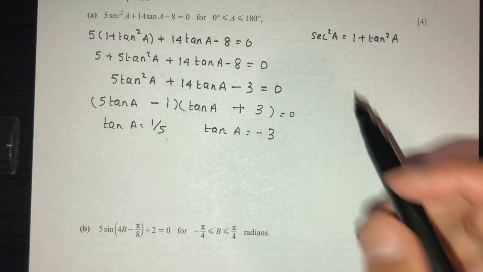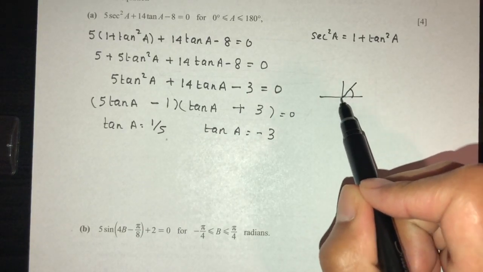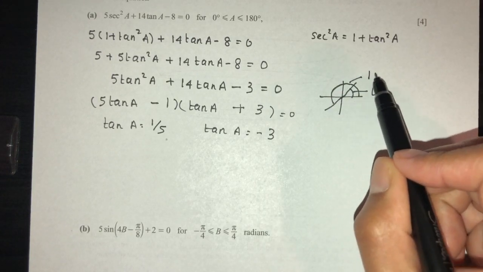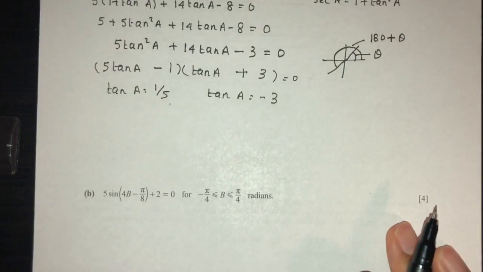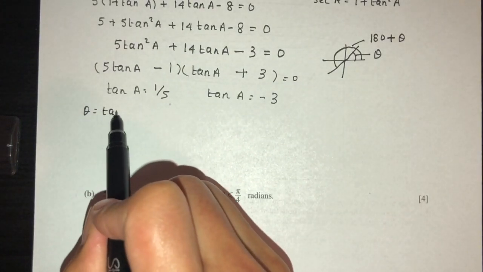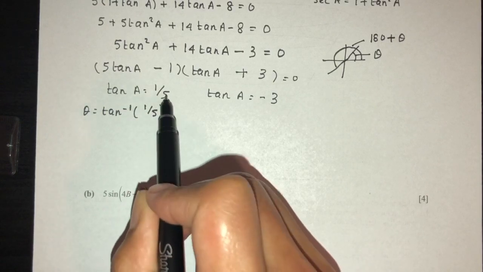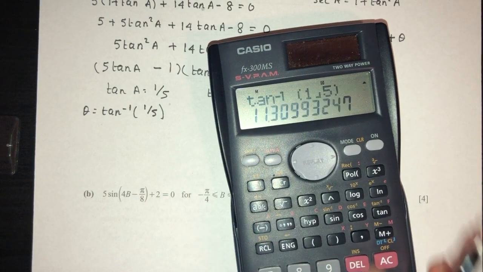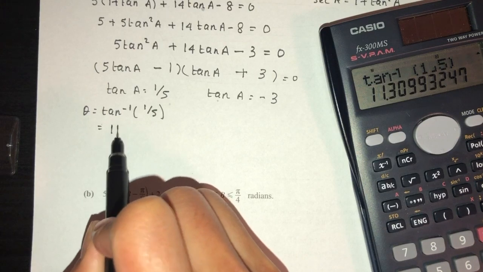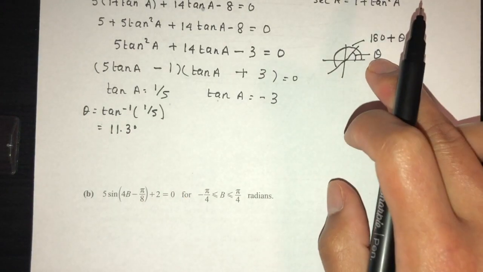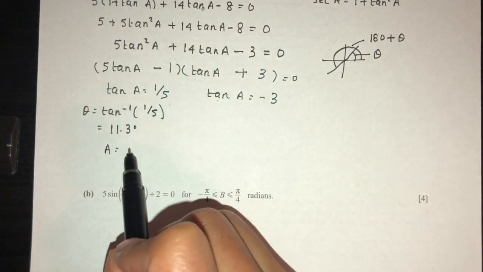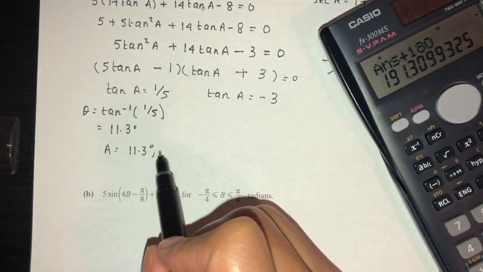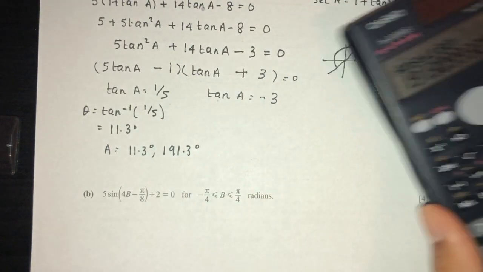Now when tan is positive, it has to be in your first quadrant and in your third quadrant. So first is just this value, and this is 180 plus this value. So let's find the value of theta, which will be tan inverse of the positive value of 1 over 5. Here we have to use degrees. Tan inverse of 1 over 5 should be 11.3. So the value of a will be what? The first value is theta, which is 11.3, and we have 180 plus that, so plus 180 should be 191.3. Okay, that is for now.